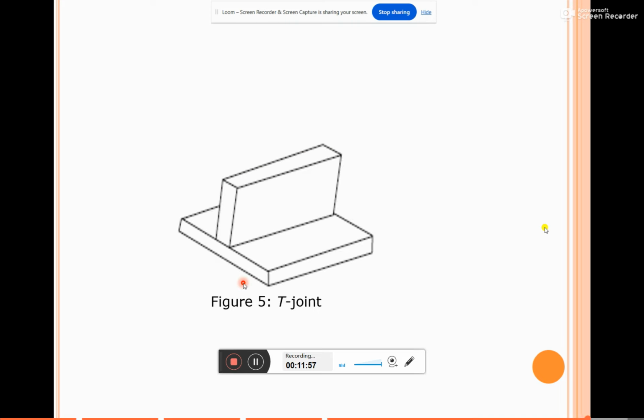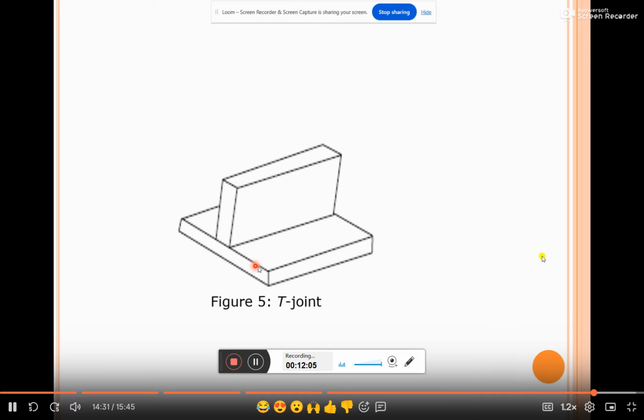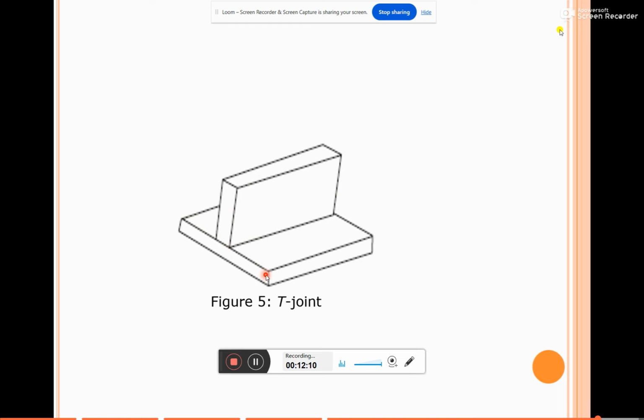And the next one is the T joint. The T joint is obtained by joining two plates whose surfaces are approximately at right angles to each other. This is one workpiece, and this is another workpiece, and these two surfaces are placed at right angles to each other, like a T shape. That's why it is known as the T joint.